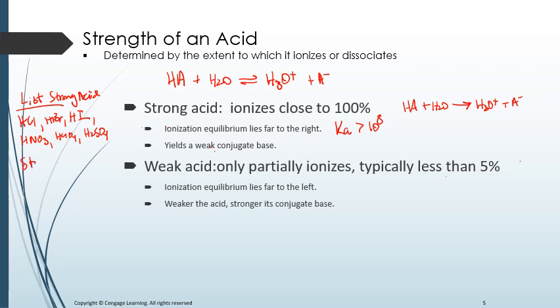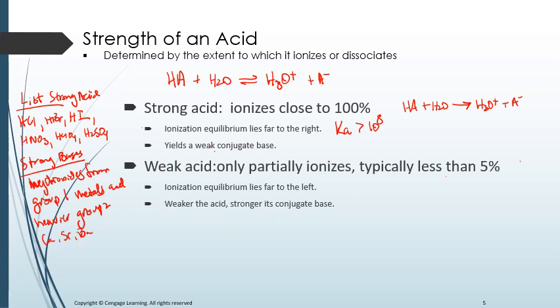Your strong bases are pretty simple. You need to memorize these as well. So these will be hydroxides from your group 1 metals. So lithium, sodium, potassium, cesium, rubidium, and your heavier group 2s. So that would be calcium, strontium, and barium.